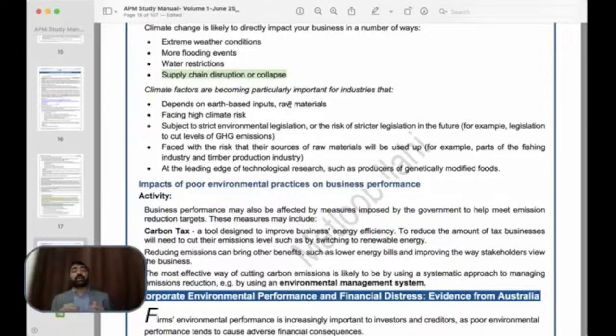That's why businesses need to consider all these risks in their planning. They need to consider all these risks in their strategies. They need to consider all these risks in their performance management and performance measurement systems. This is the point that you need to understand. I hope you have understood.